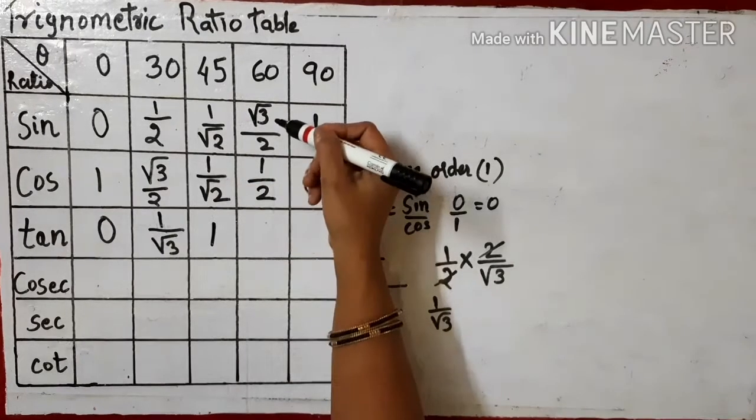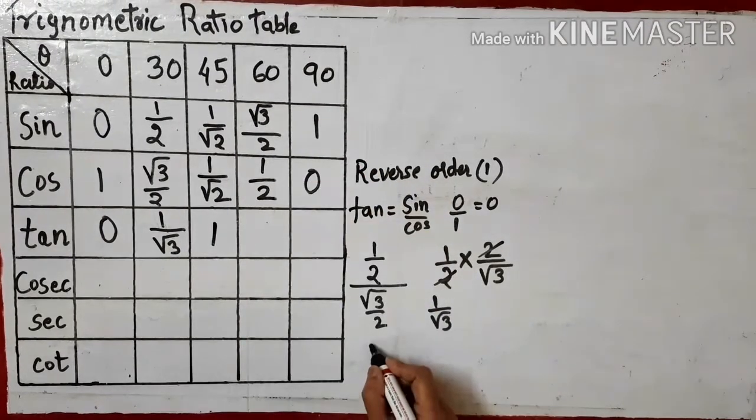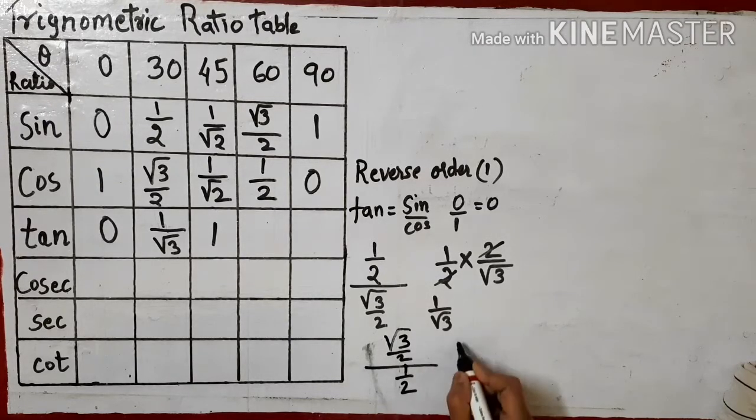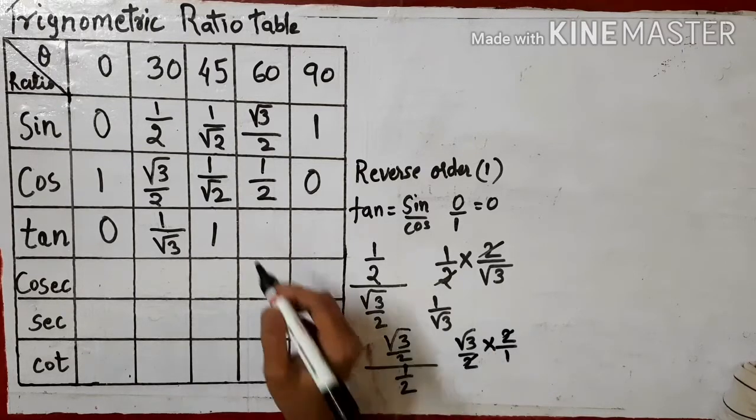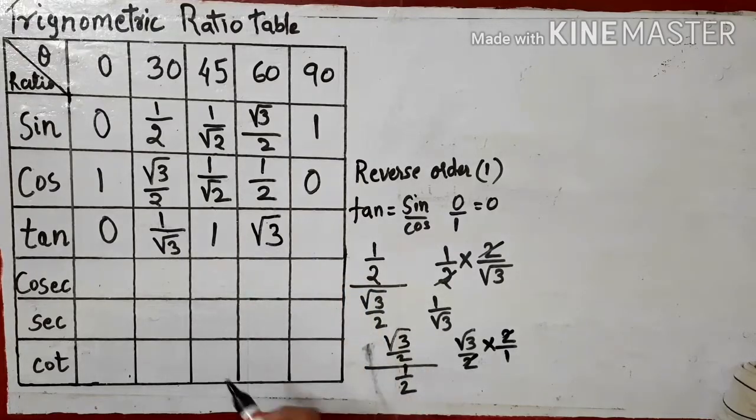Tan of 60 will be root 3 by 2 divided by 1 upon 2. So it will be root 3 by 2. This when gets multiplied, it will be 2 upon 1. So this 2 and 2 will get cancelled. So we will get tan of 60 as root 3.